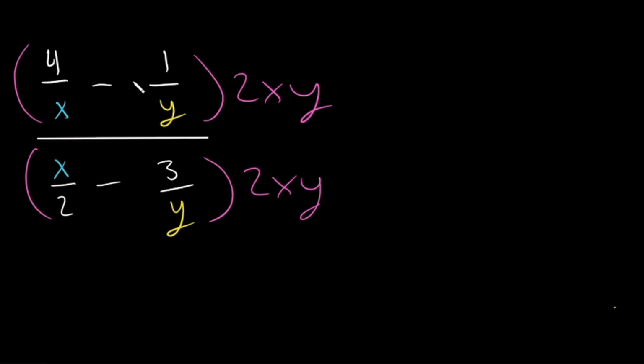So let's go term by term and evaluate this. The first term, we're going to have 2xy times 4 over x. So we can cancel our x's, and we'll have 2y times 4. 2 times 4 is 8, so we'll be left with 8y. Then 1 over y times 2xy. Well, our y's are going to cancel, and we'll be left with 2x times 1. 2x times 1 is 2x, so we'll just have minus 2x there.